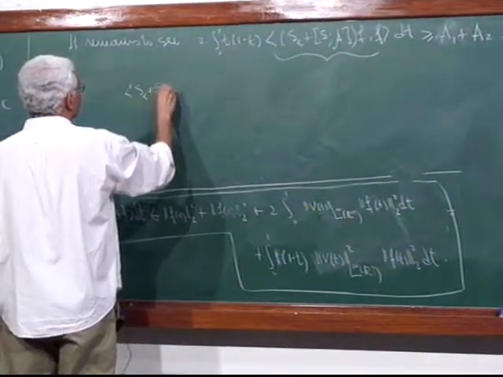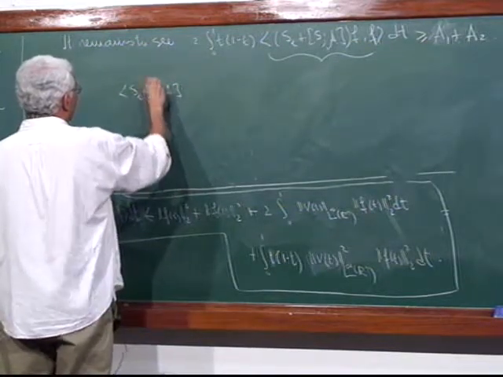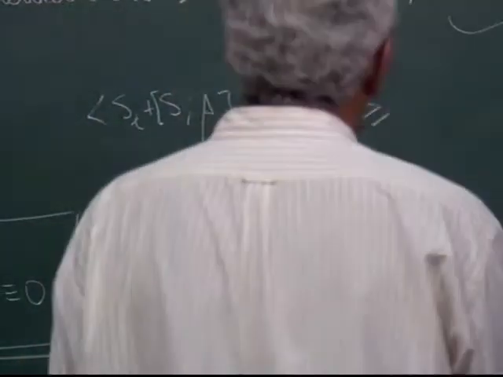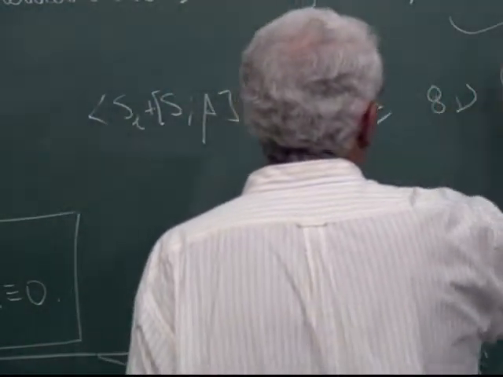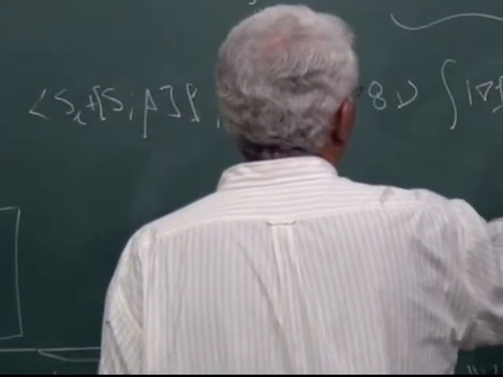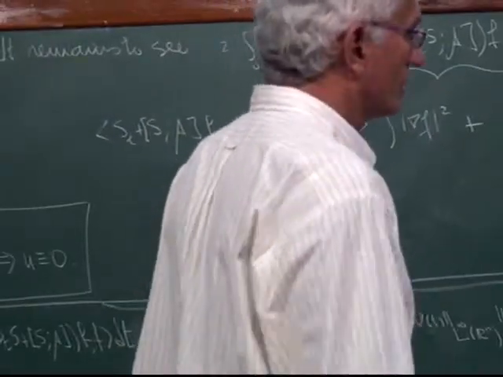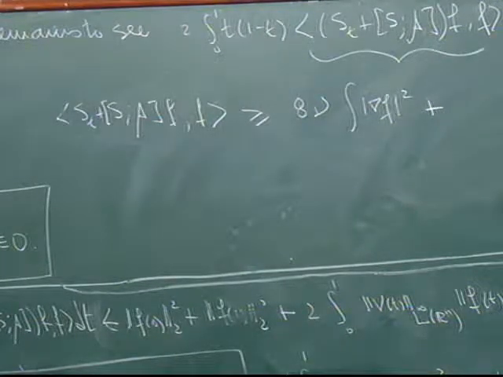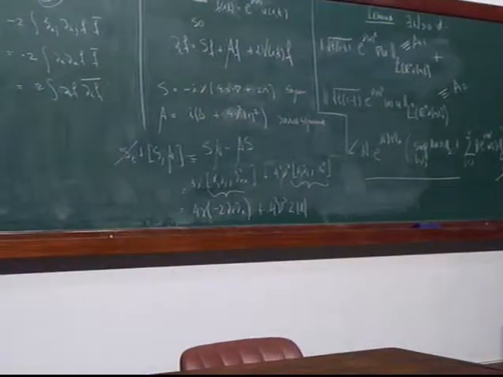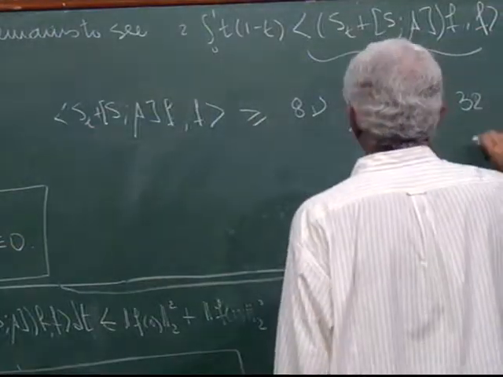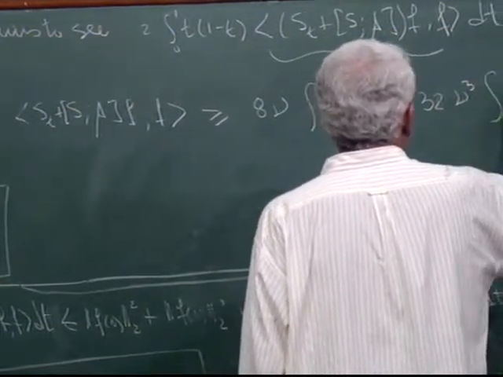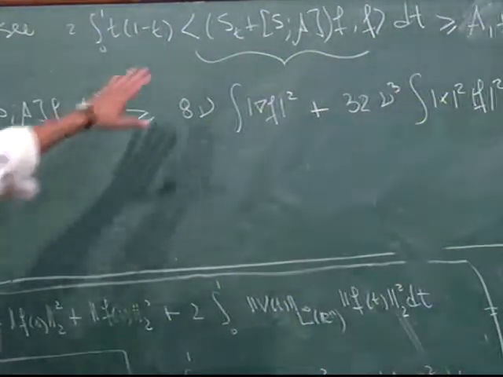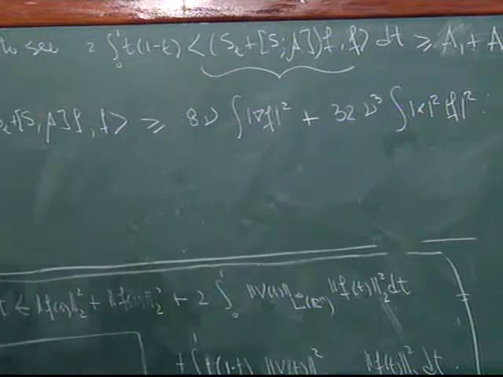S_t plus S_A of f multiplied by f is larger than 8 gamma gradient of f squared plus, then you have 4 squared here, 32 gamma cube x squared over f squared. Okay, this quantity is more than this. Okay?